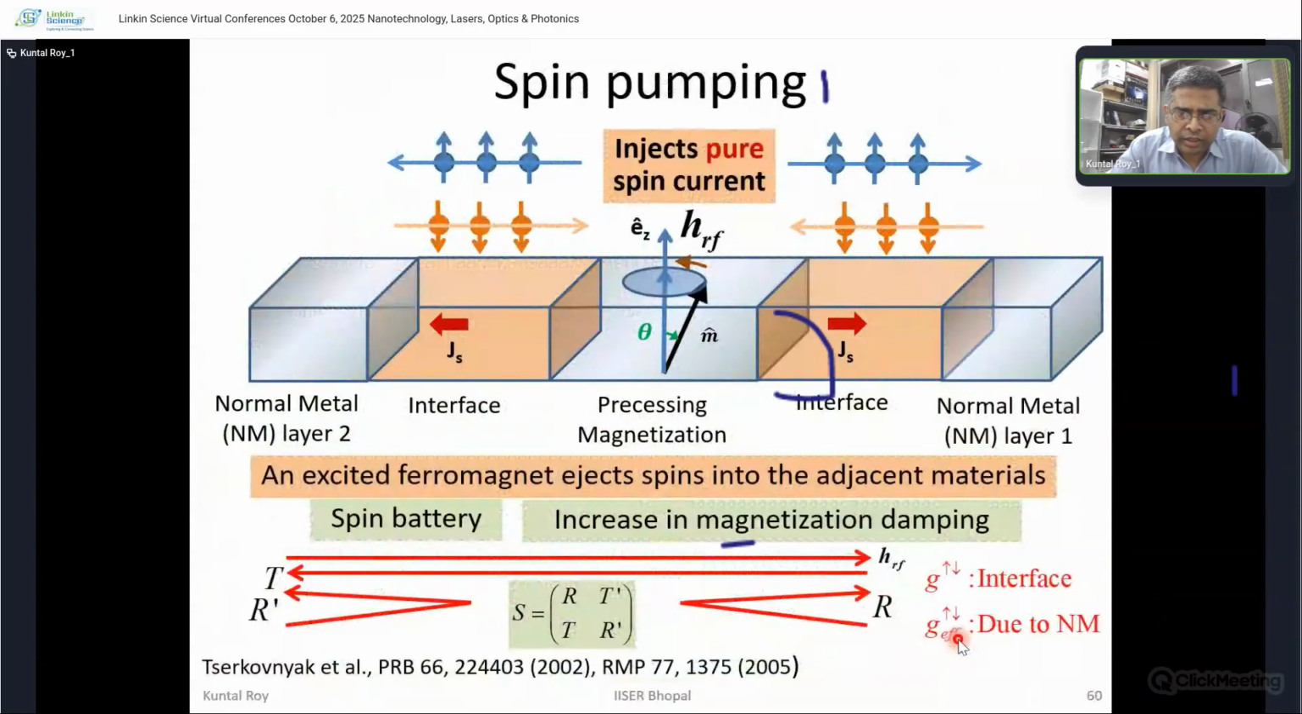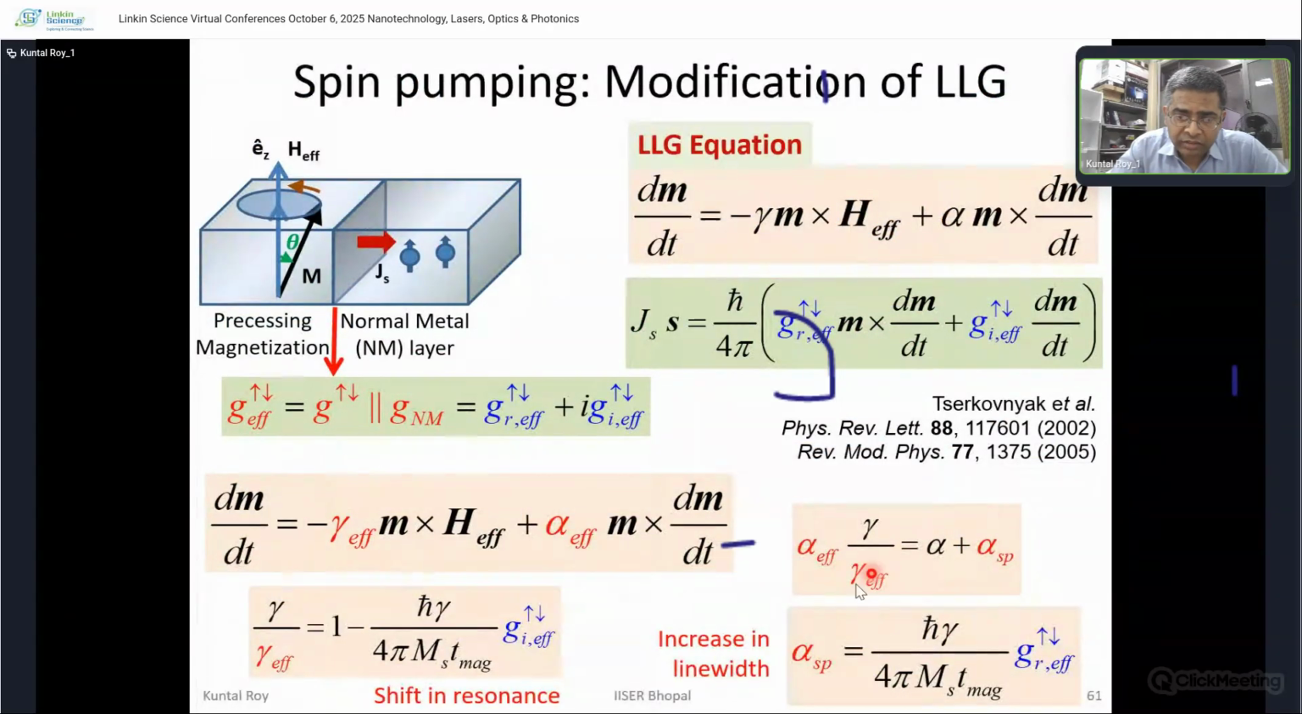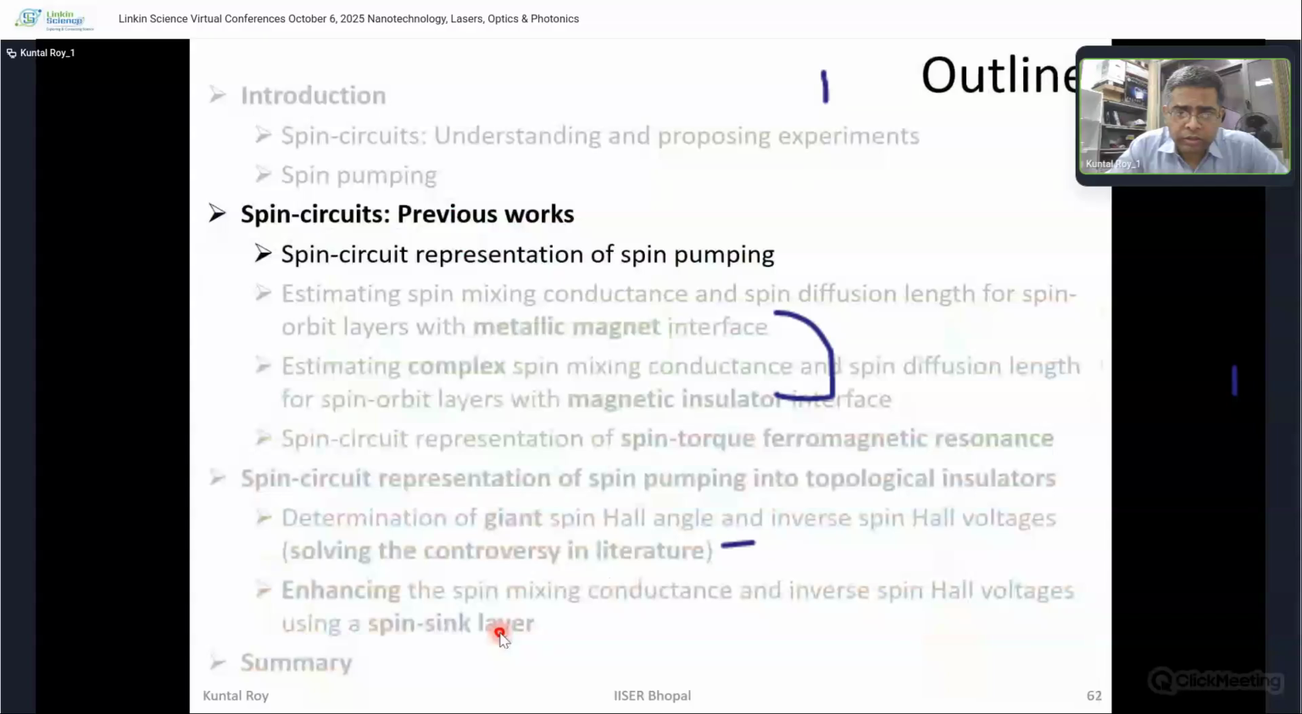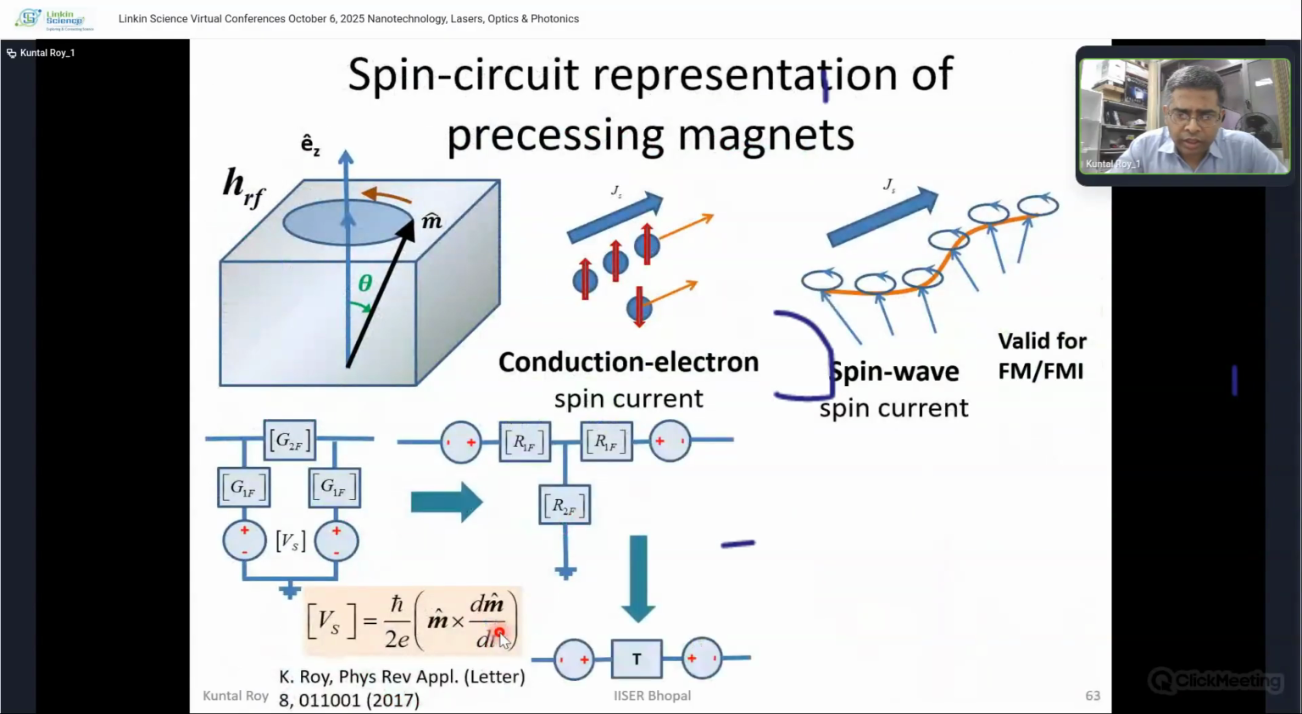One can also devise a spin pumping mechanism, which is what we are modeling here. In spin pumping, there is a ferromagnetic resonance, and it pumps a pure spin current without any charge component into the adjacent materials. There is a scattering formalism for how to get these interfacial conductance matrices. That also modifies the LLG. For example, it can increase the damping coefficient, and there is also a shift in resonance. For magnetic metallic magnets the imaginary part is not big enough, but for magnetic insulators it is important. I will go through this quickly in the interest of time.